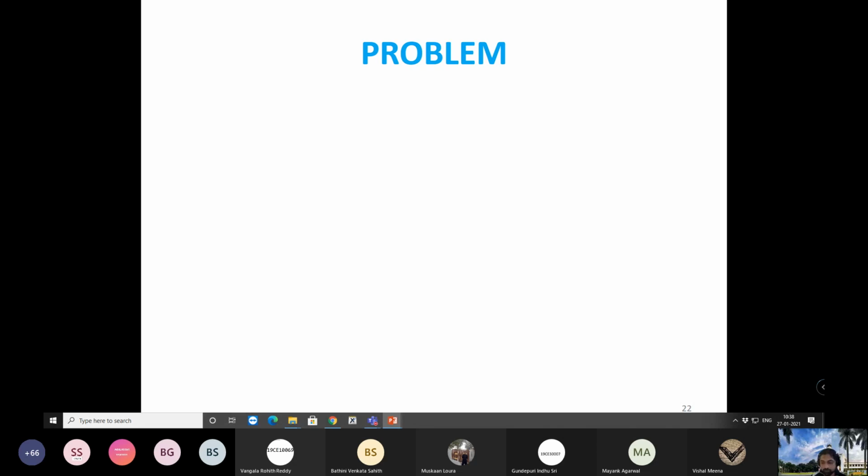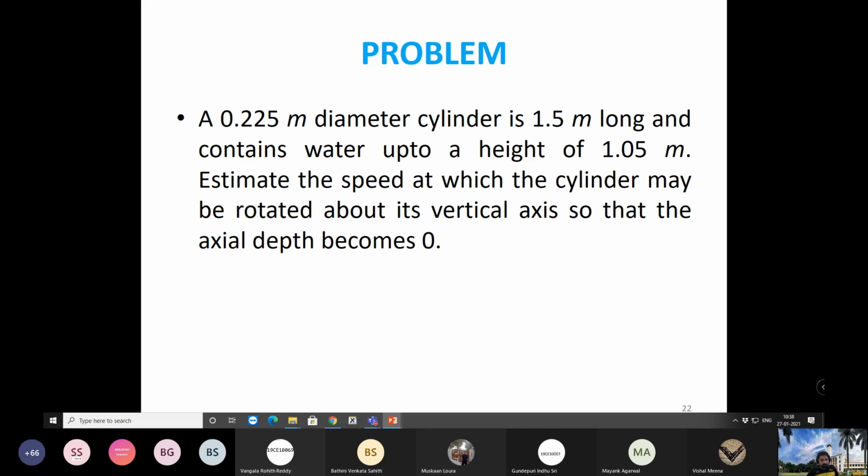A small numerical to finish our lecture. A 0.225 meter diameter cylinder is 1.5 meter long and contains water up to a height of 1.05 meter. Estimate the speed at which the cylinder may be rotated about its vertical axis so that the axial depth becomes 0. Axial depth means that point 0. So what is the speed omega? That is what we have to find.